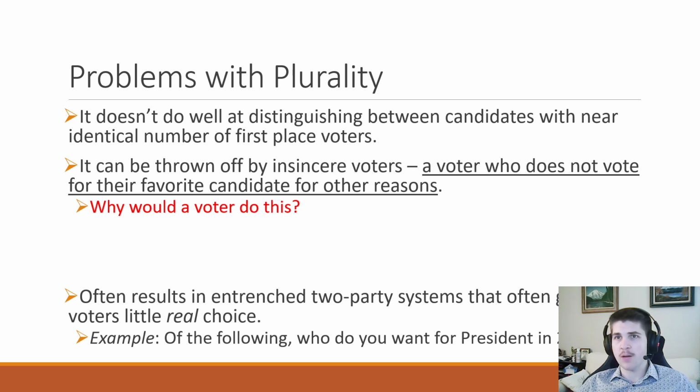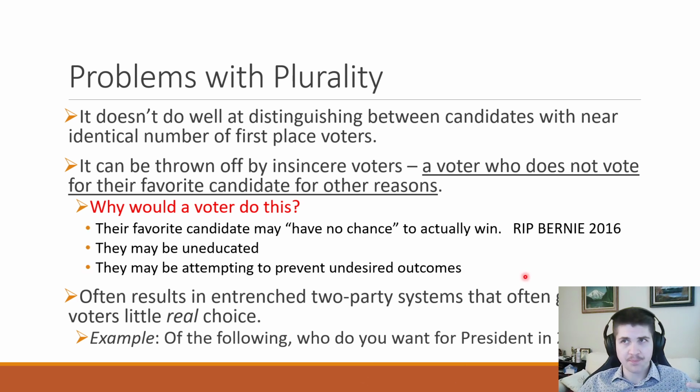But there's a lot of reasons why people might vote insincerely as well. And often what will happen to countries that use a single choice plurality method is they won't really have much choice. It will restrict the choice down so much that over time, like in the United States, it results in an entrenched two-party system where you can't really get out of the Democrat or Republican.